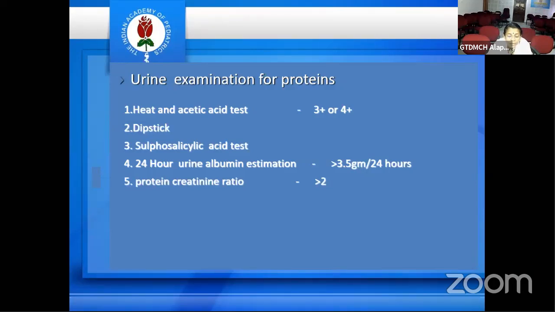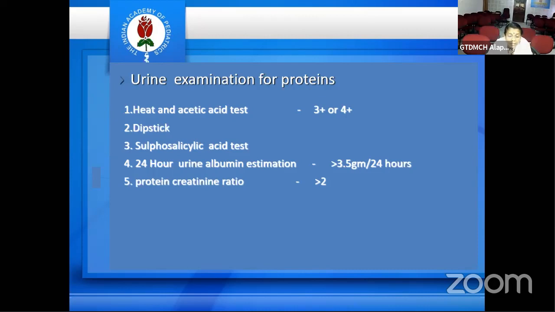24-hour urine albumin estimation is the quantitative test. You can see the 24-hour excretion of protein. Normal is 150 milligram per 24 hours. If it is more than 3.5 gram per 24 hours, it is suggestive of nephrotic syndrome. Another test that you can do in the urine is the protein creatinine ratio. Usually it is 0.2 to 0.5. If it is more than 2, it is suggestive of nephrotic syndrome.